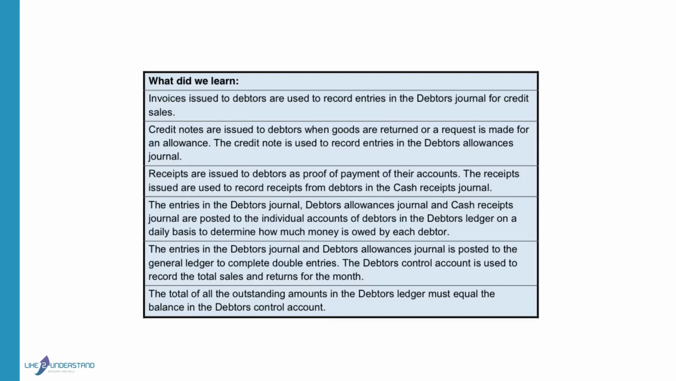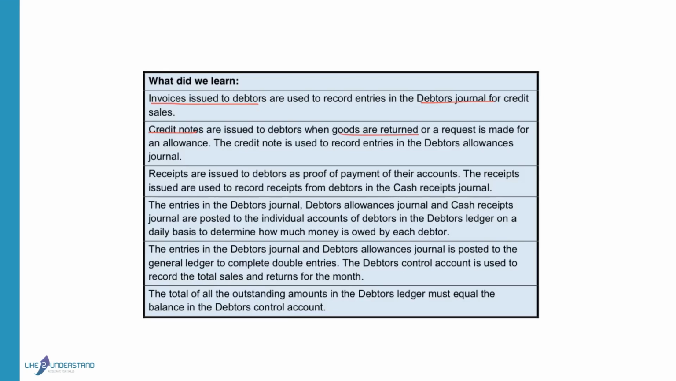What did we learn? Invoices that are issued to debtors because we sell goods to them on credit will be recorded in the debtors journal. When we issue credit notes to the debtors to reduce their accounts because they return goods, or there was a request made for an allowance because we didn't allow trade discount, or the goods were damaged when it was delivered, it's not the right color, but they're prepared to keep it if we give them discount. So there are various reasons why we will issue a credit note.